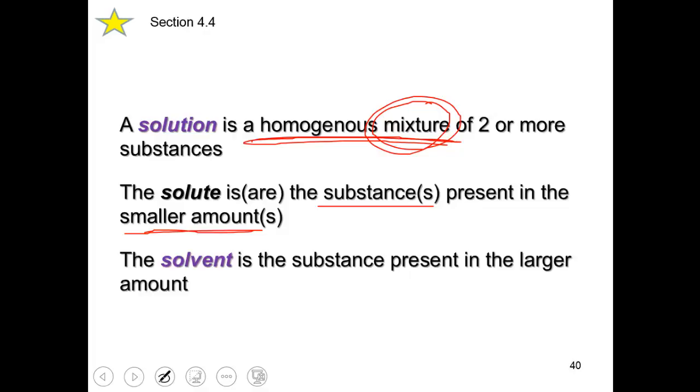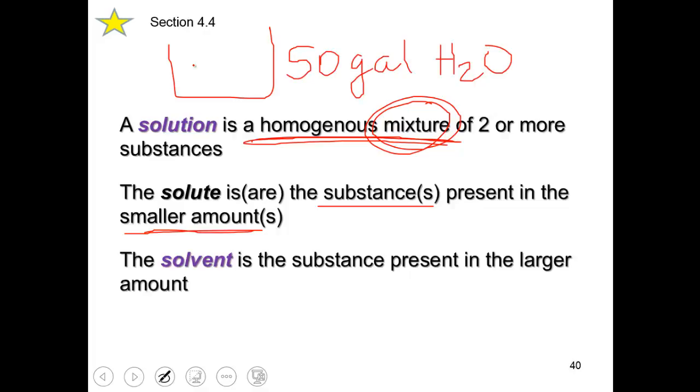And so you could have, let's say, 50 gallons of water, H2O, and let's say we only have 1 gallon of milk that we've poured in there. Both of these are liquids, so the milk doesn't dissolve in the water or anything, it just gets mixed in. And the milk then is the solute and the water is the solvent. And most of the time, water is a solvent.